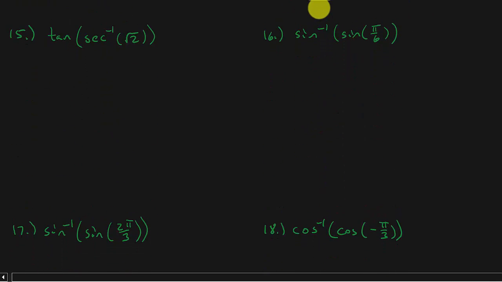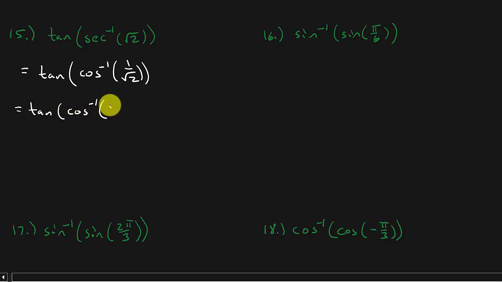Now how about this one? The tangent of inverse secant square root of 2 over 2. All right, so let's look. So that's tangent. And so that's going to be what? Inverse cosine of 1 over square root of 2, which is equal to the tangent of inverse cosine of square root of 2 over 2 after I rationalize the denominator. All right. So what's the inverse cosine of square root of 2 over 2? Well, the cosine of 45 is square root of 2 over 2, right?